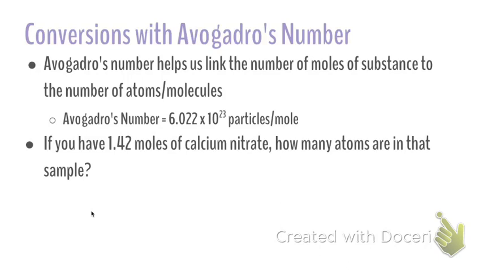Okay, I have 1.42 moles of calcium nitrate. If I'm going between moles and molecules, right, moles and atoms, do I need the molar mass at all? No. So for this example, do I really even need to figure out what this molecule is? I don't need the formula of this, right? No, I don't. And this should be worded differently. We don't want the number of atoms, we want the number of molecules.